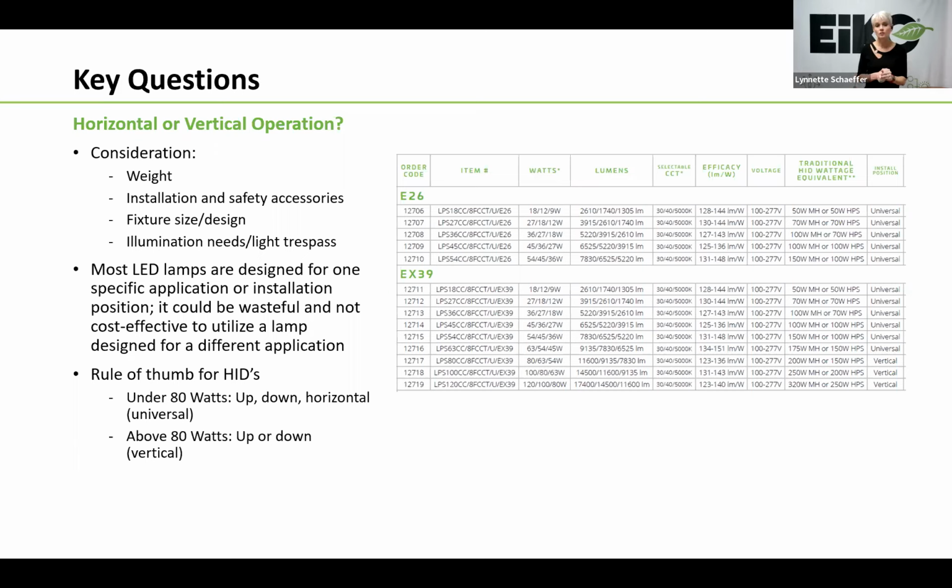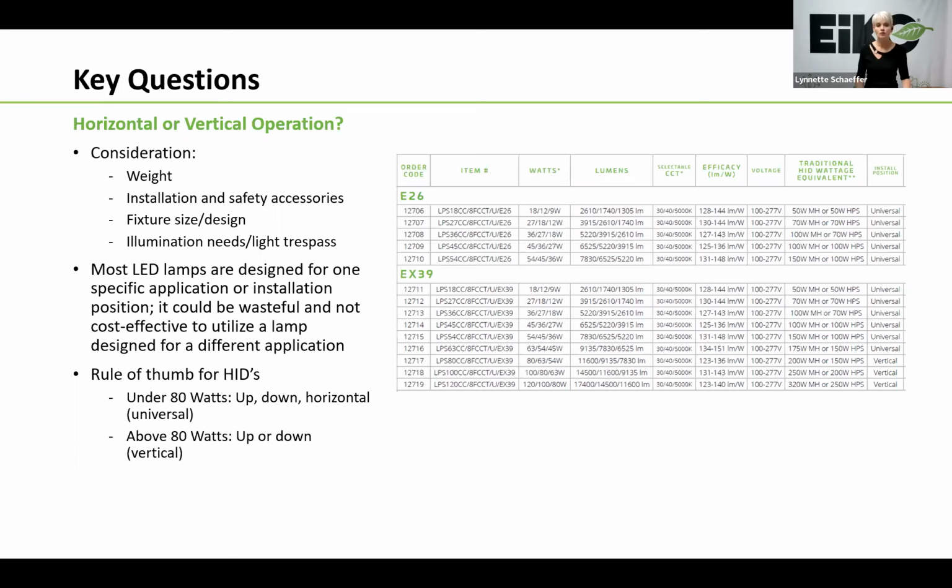You also have to know a little bit about illumination needs, like light trespass, which basically means throwing the light where you don't need it or don't want it. You don't want to deal with a lot of light trespass. So you want to make sure you specify a lamp that is specific for that typical environment. Now, most LED lamps are designed for one specific application or installation position. We do this to make sure we're utilizing lights to their fullest extent and meeting all light trespass guidelines.